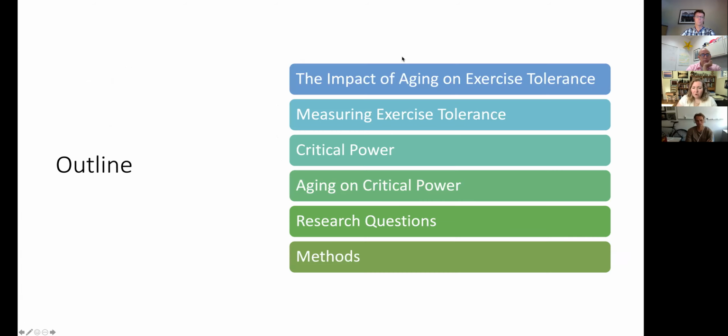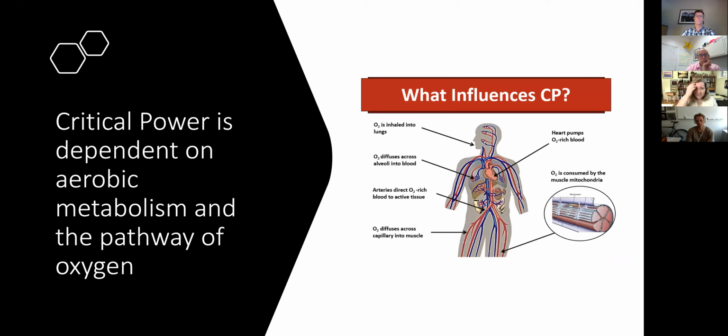Okay, so let's talk a little bit more about critical power. To understand critical power, it's really important to understand the pathway of oxygen and aerobic metabolism. So I'm going to use this picture on the right to go through the different areas that could influence critical power. The first one that we see is in the lungs. When you breathe in, oxygen comes into the body.